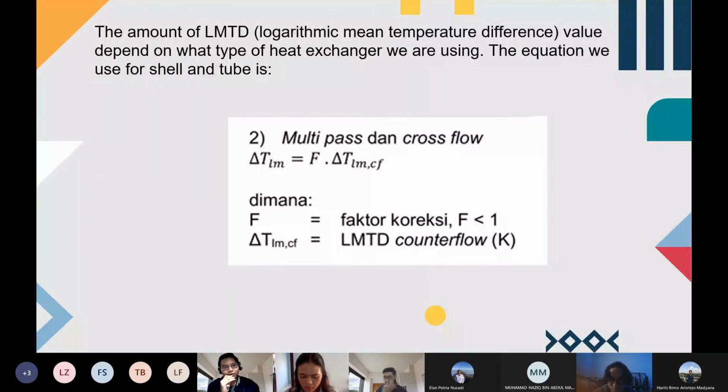Next, we must also know the amount of LMTD, meaning logarithmic mean temperature difference, depending on what type of heat exchanger we are using. The equation we use for shell and tube is, as you can see in the formula, multipass and cross flow, where F is the correction factor less than 1, and the delta T is counterflow, because it is the LMTD counterflow.